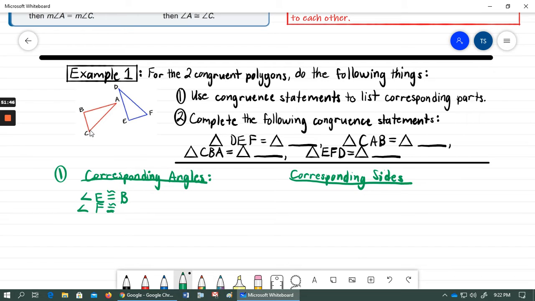Yes, I'm is. Oh, yes, I'm is. Just pretend like I'm using proper English. All right, so angle F. Oops. Why y'all let me do that? Angle F is congruent to angle C. Angle E is congruent to angle B. And of course, angle D is congruent to angle A.